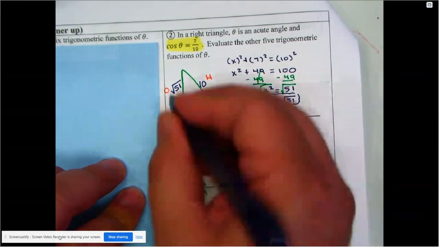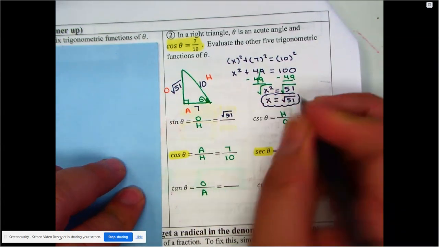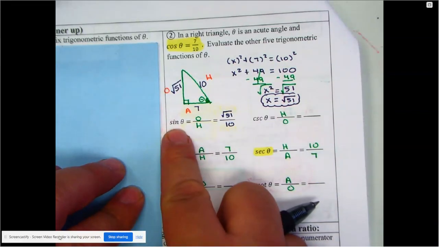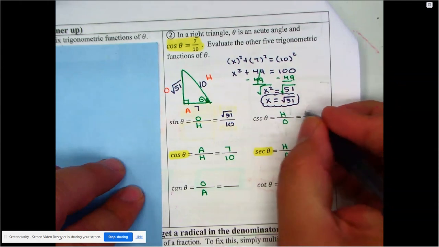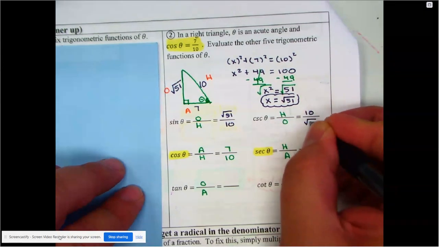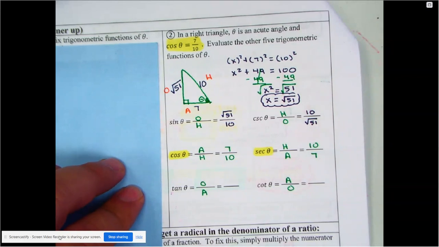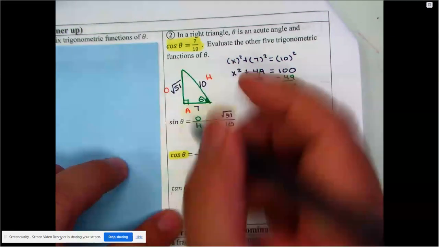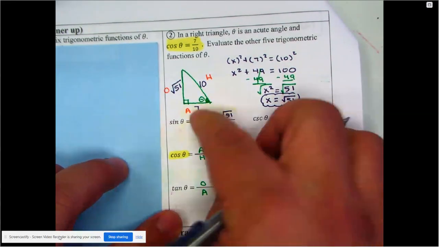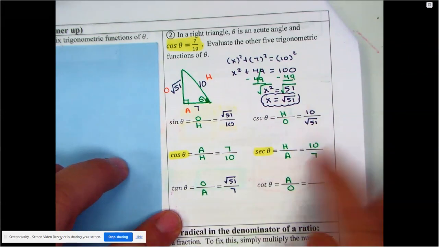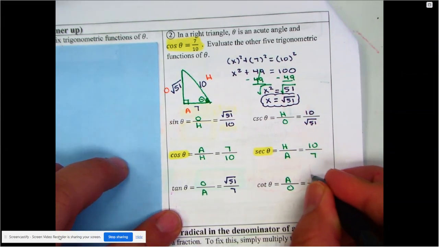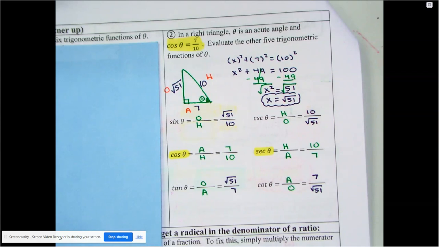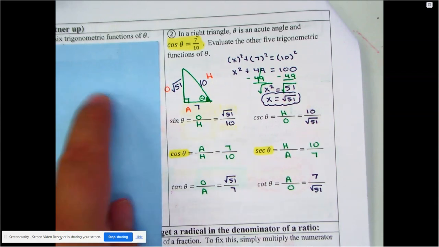Sine of theta is O over H, so radical 51 over the H, which is 10. And that's it. Can't do anything with it. And if I already know sine, well, then technically I know this one. It's 10 over the square root of 51. And then I can finally answer tangent. Tangent is opposite over adjacent. Opposite, so radical 51 over the adjacent 7. And then all I have to do is flip it over here and go 7 over the square root of 51.